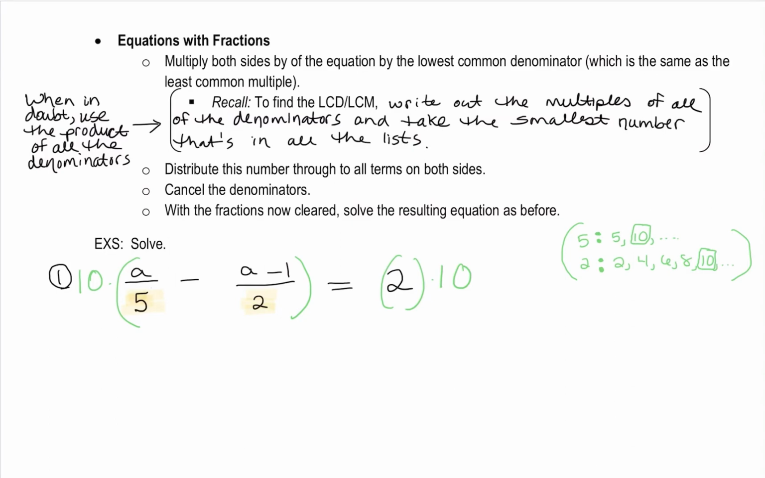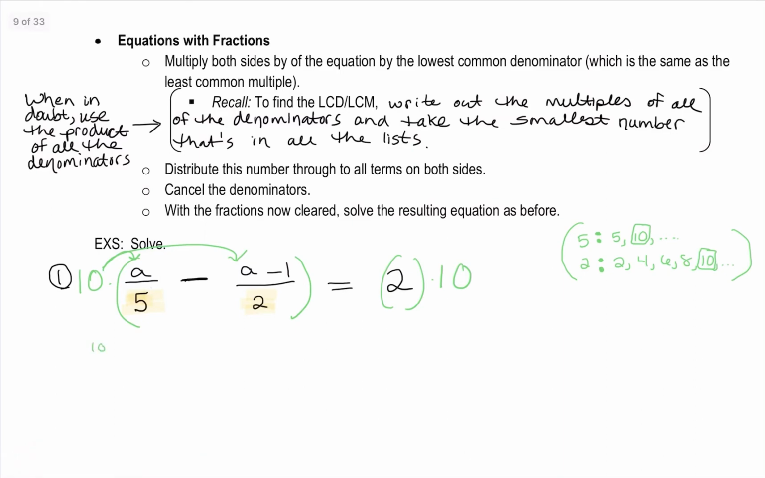Now, second step, this is key. We have to distribute before we do any reducing or canceling in the denominators. So we are going to distribute through this 10 to both terms. We have two terms on the left-hand side. Your terms are separated by that big old subtraction sign there. So two terms on the left. On the right-hand side, of course, there's just the one term. But on the left-hand side, there's more than one term. So what is this going to look like?